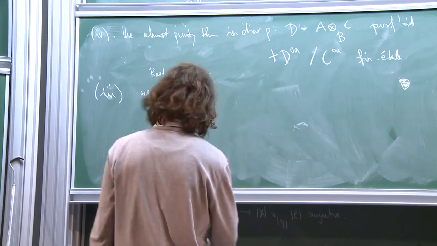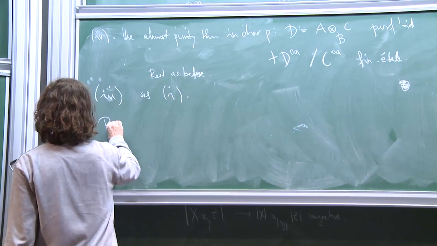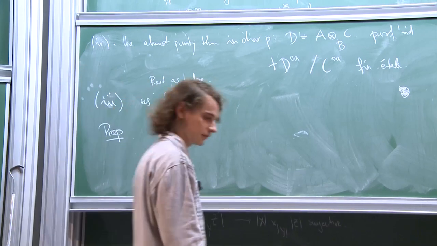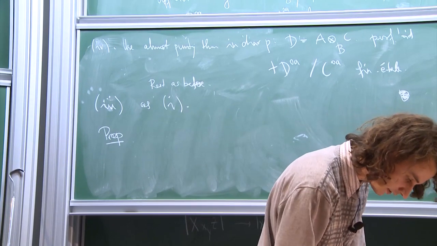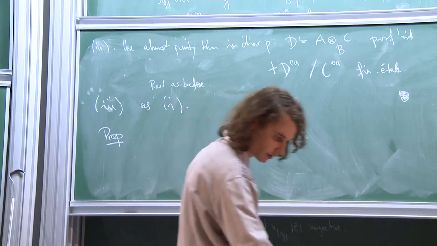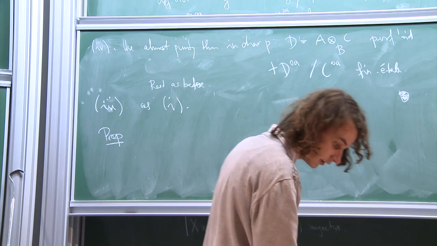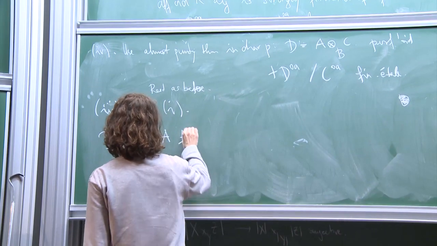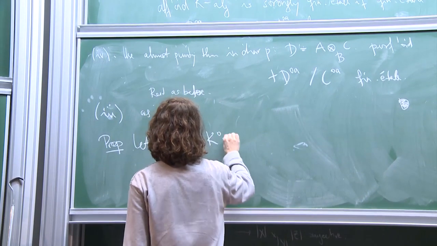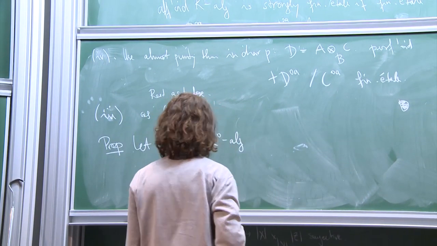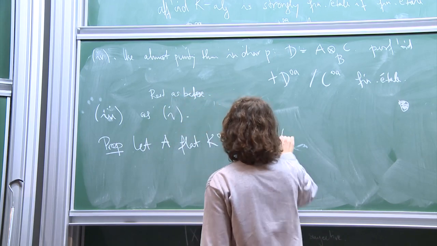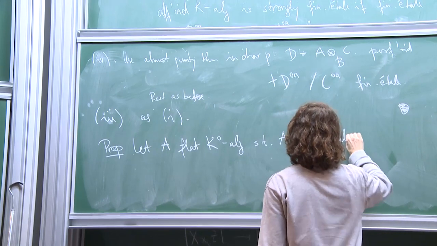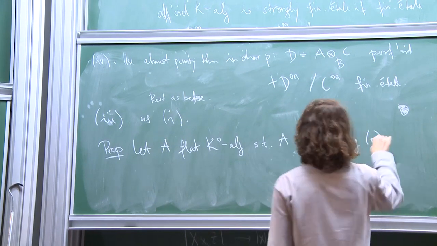So we have the following proposition, which in the Noetherian case is due to Elkik, and then was generalized to the non-Noetherian case in the book of Gabber and Ramero, which says that if A is a flat K° algebra such that A is Henselian along the ideal generated by π.